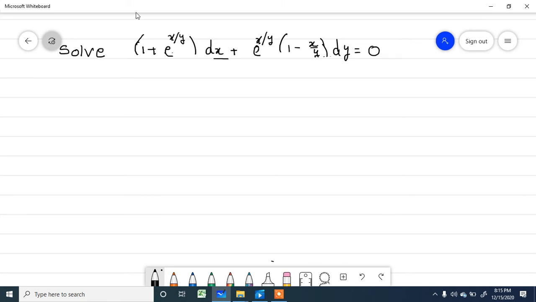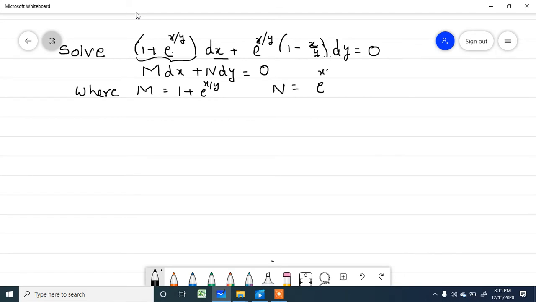Here it is in the form m dx plus n dy equal to 0, where m is equal to 1 plus e power x by y, that is this term, and n is equal to e power x by y into 1 minus x by y, that is this term. And here dou m by dou y is equal to dou n by dou x.